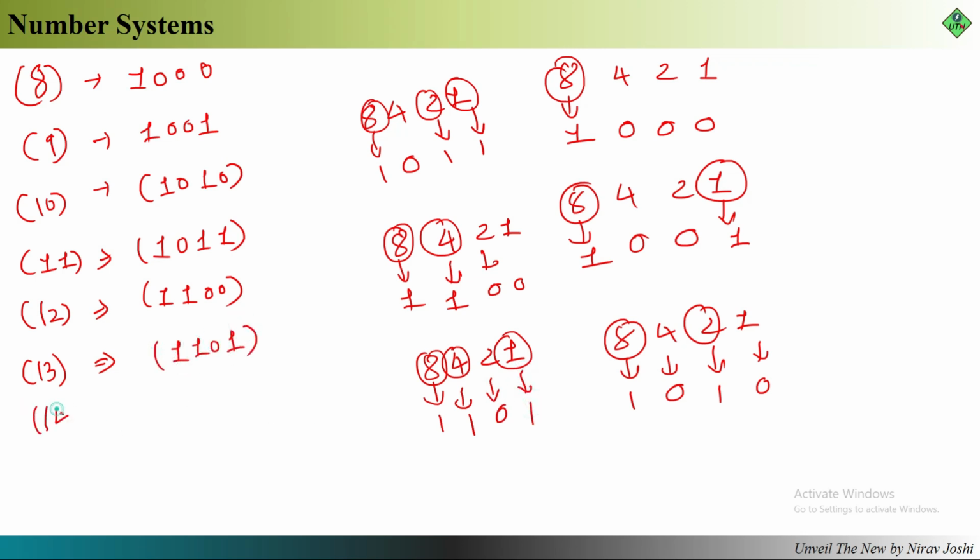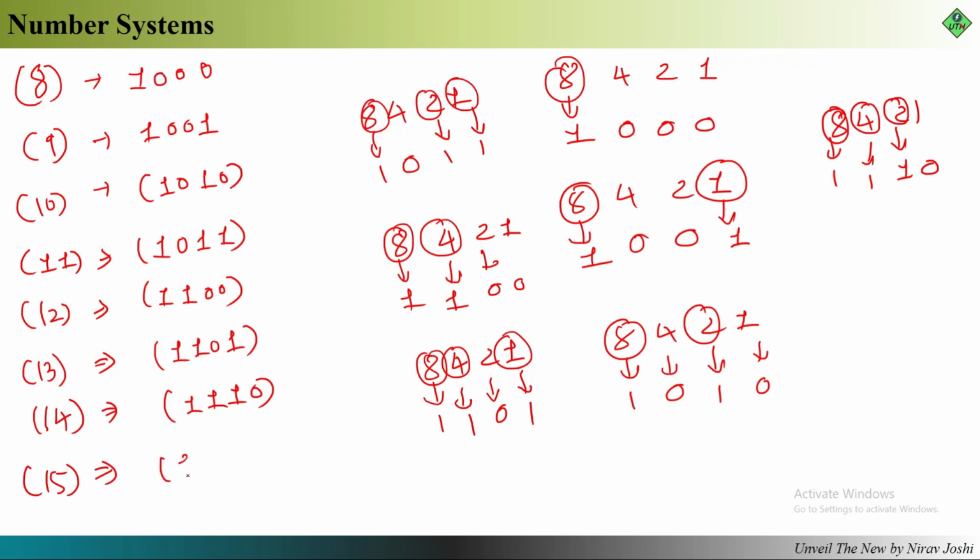Now the last two numbers. Okay, 14. What do we want? 14. So 8, 4, 2, 1. 8 plus 4, 12 plus 2, 14. So 1 for 8, 1 for 4 and 1 for 2. So it becomes what? 1, 1, 1 and 0. And for 15, come on, if you are following, you can directly write it down without doing the 8421 trick. That is nothing but 1, 1, 1, 1. Okay, so using the 8421 trick, what you can do? You can do the binary of 0 to 15.